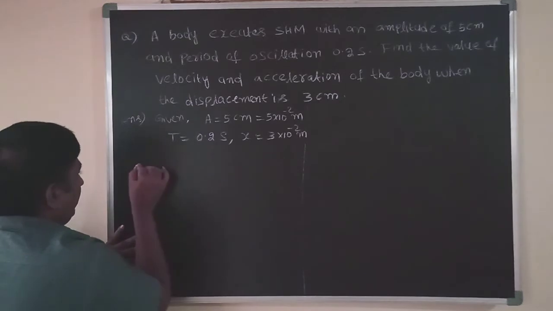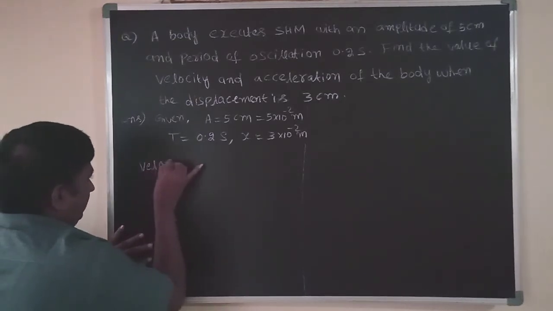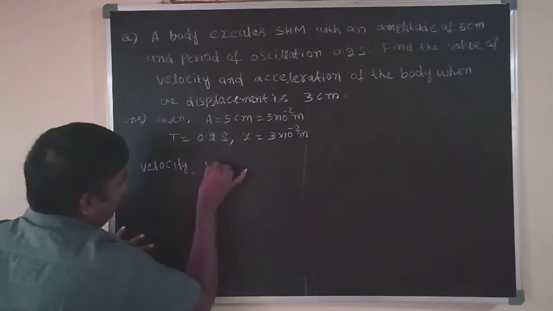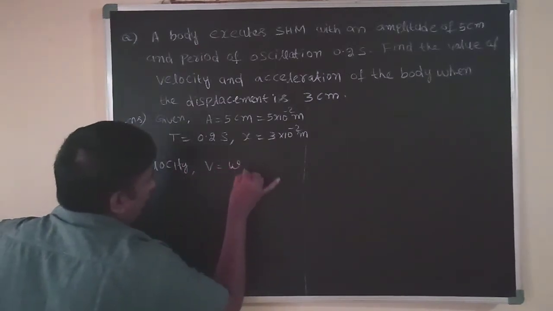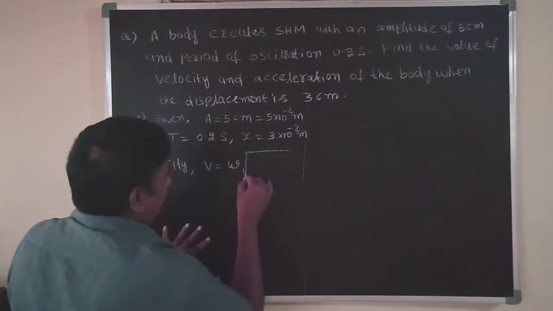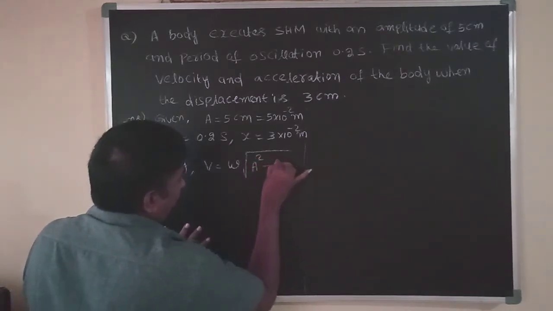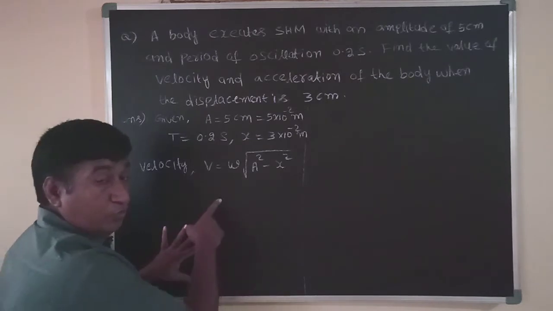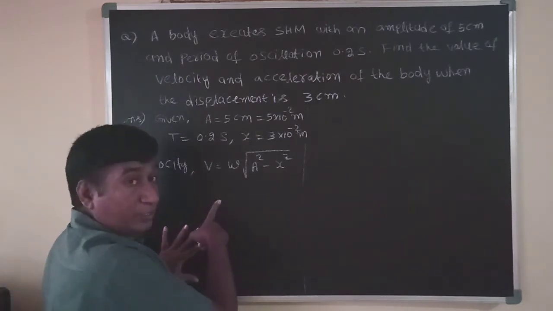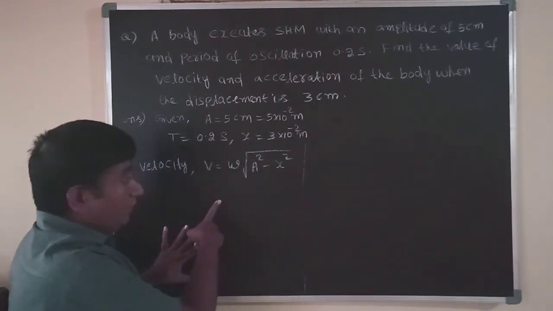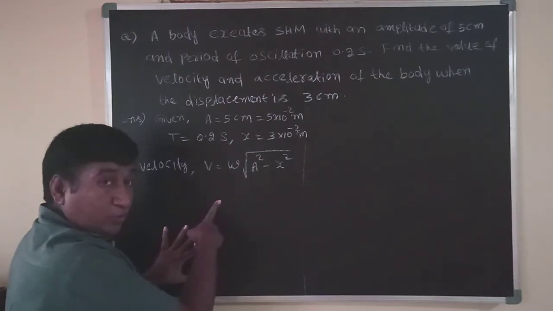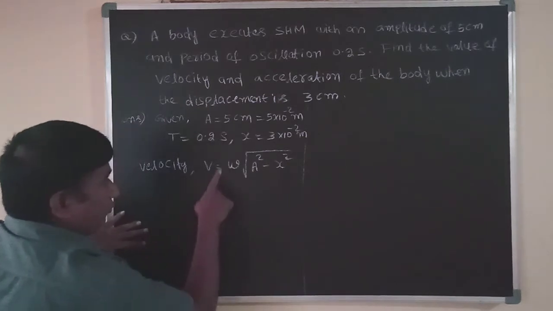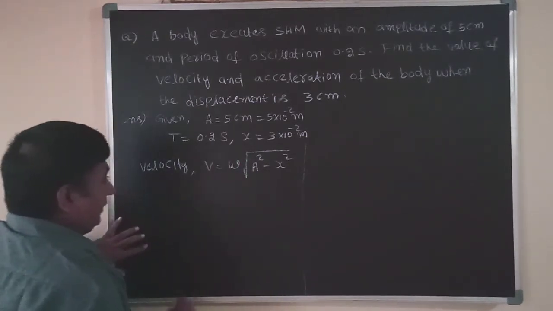First they asked to find the velocity. For velocity, if you remember, the formula is V equals omega into root of A square minus x square. This is the formula we proved in the theory part. If you did not understand this concept, you can go through the previous videos.